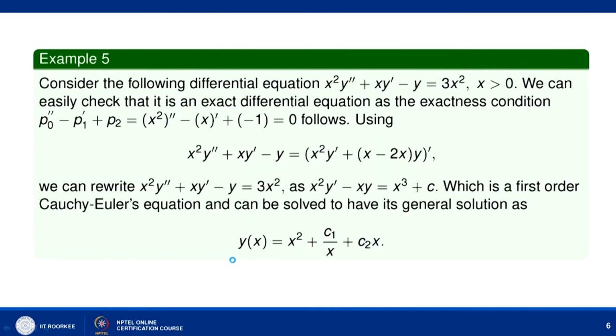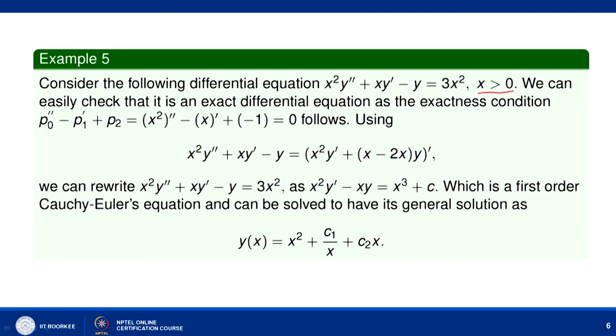How to find the integrating factor we will discuss a little bit later, but before that let us consider one example. Consider the following differential equation: x square y double dash plus x y dash minus y equal to 3x square. Basically, it is an inhomogeneous Cauchy-Euler kind of equation, and here, without loss of generality, let us assume that x is not 0, whether x is positive or x is less than 0.